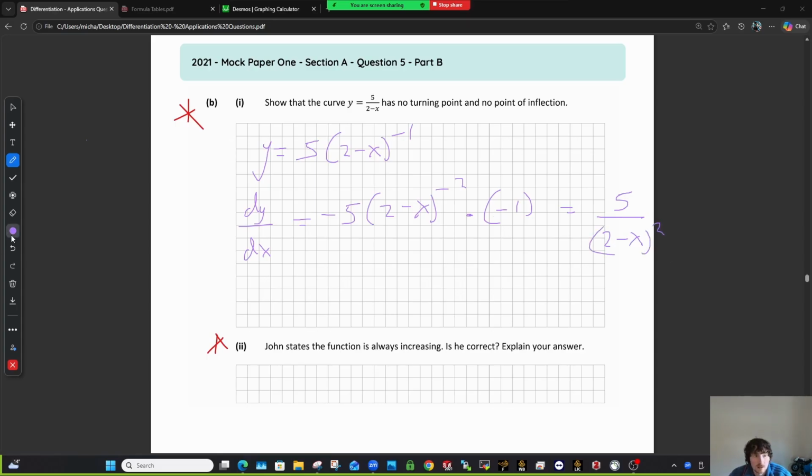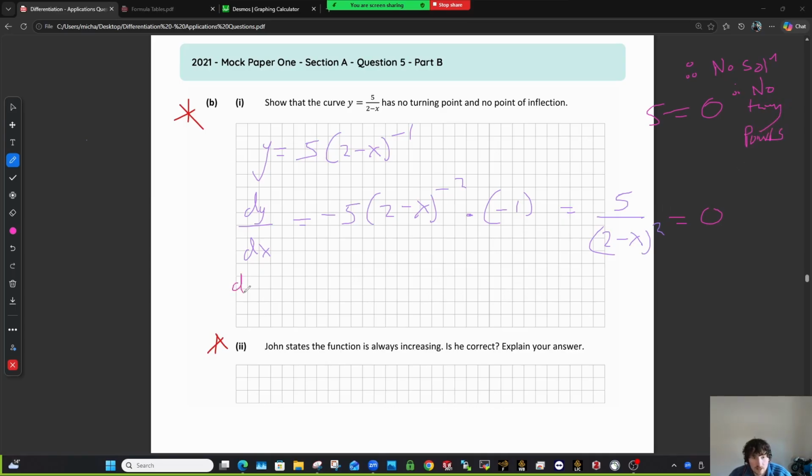Now, how can we show that this has no turning point? We set this equal to 0 to find the turning points, and then we get 5 equals 0 when we multiply across the bottom. Therefore, no solutions, and therefore, no turning points.